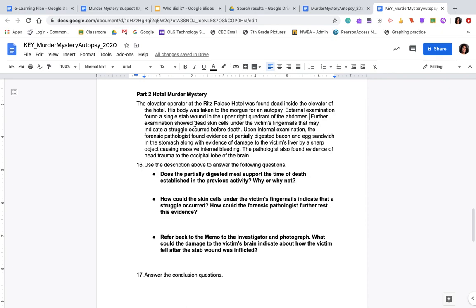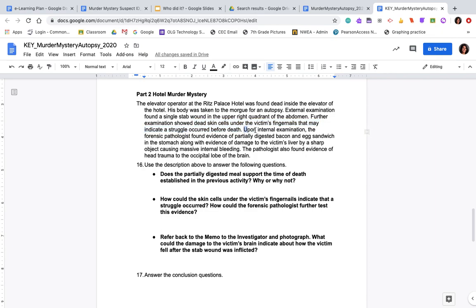Further examination showed dead skin cells underneath the victim's fingernails that may have indicated a struggle before death. So these skin cells can be used for DNA extraction. It is very likely that underneath the victim's fingernails, those skin cells are the suspect's. Because when you think about it, if you were going to fight somebody, you're going to use your hands and you're going to try to grab. Anytime you grab something, your fingernails pick up particles of whatever you are grabbing. So if you scratch your face right now, you are getting your own skin cells underneath your fingernails. Okay, so that's a very important clue for us finding out who the suspect is.